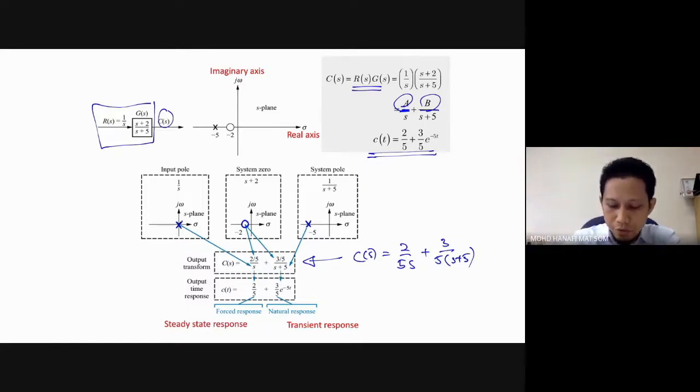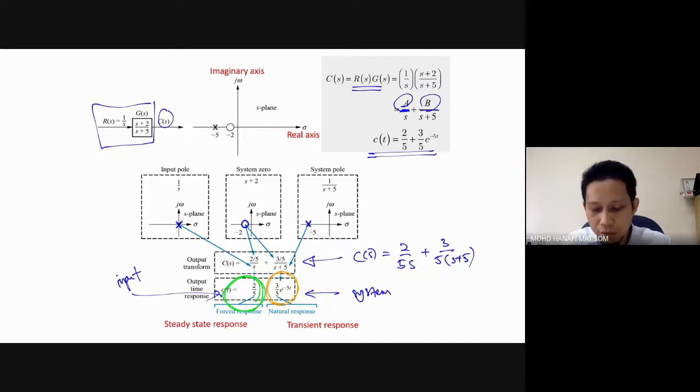The forced response is this one, the first term, and the natural response is this one. The forced response is contributed by the input into the system. And the natural response is the response that is due to the system itself.